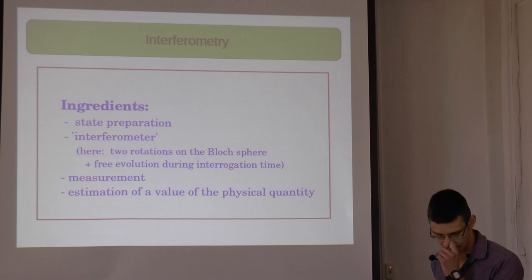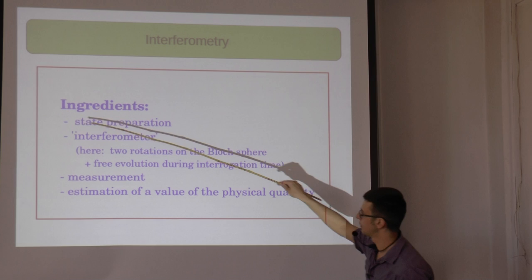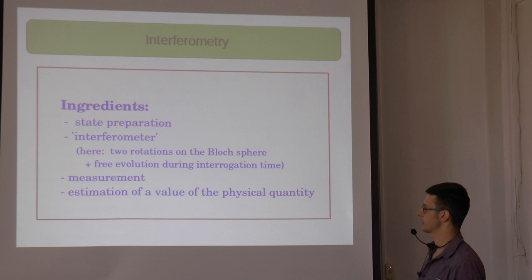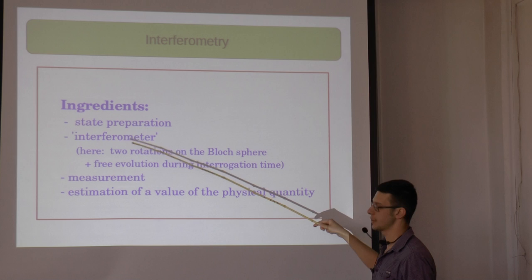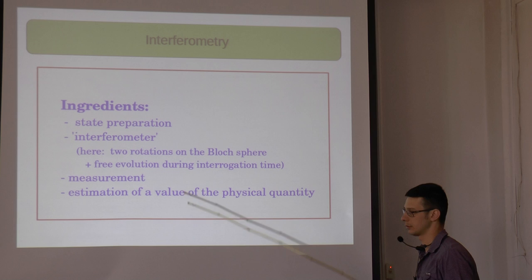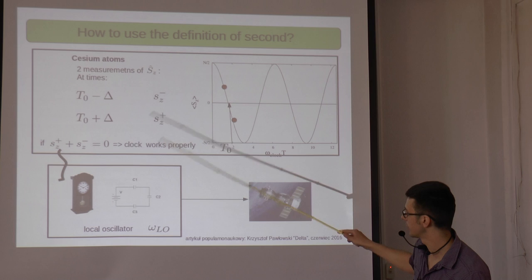So what are the ingredients in this interferometry? We have to prepare the state, then we have to do the "interferometer". I put quotation marks here because, as interferometer in quantum metrology, people understand all these unitary operations plus interrogation time. So as interferometer, they mean a procedure in which, for instance in our case, you are doing two rotations and there is this free evolution. Then one has to perform measurement and build an estimator. In this case, the estimator was actually this Sz plus, Sz minus, inverted to transform it to the frequency mismatch. One has to build an estimator based on measurements, of course. These are the ingredients.